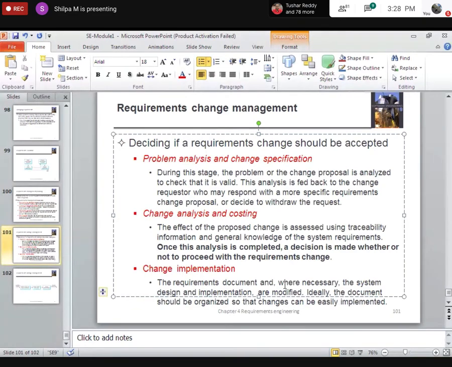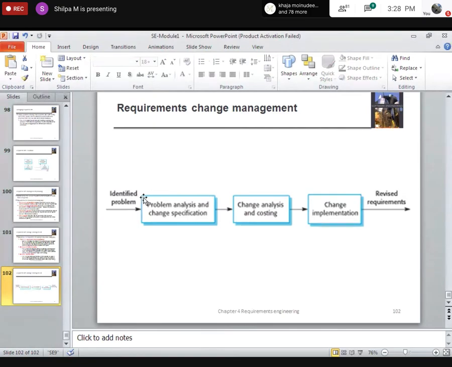Once you say yes, the changes can be done, here you will analyze what the change is, what the change you will check. Here you will analyze and you'll get the cost. So once they say yes, I can change, then you will implement the changes in the last step. So this is how the change management takes place. So this is how the diagram is.